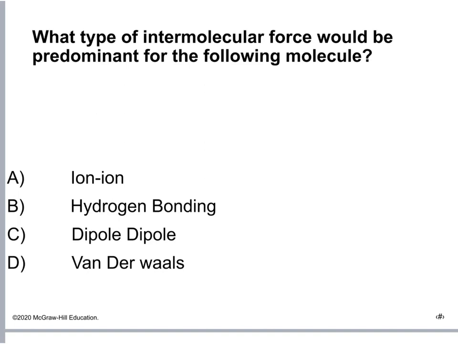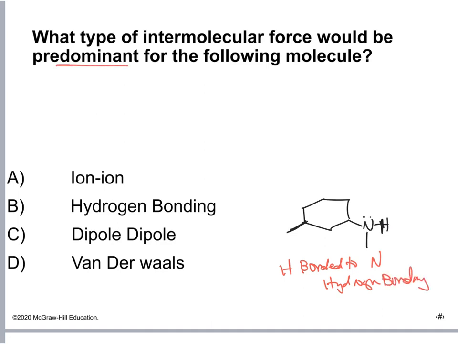Okay, what type of intermolecular force would be predominant for this molecule? Well, let me draw the molecule for you. So in this case, what would it be? You have a hydrogen bonded to a nitrogen, so that's hydrogen bonding. And see, there's predominant, hydrogen bonding, the one that's going to determine the overall intermolecular forces. So this is an amine, your functional group on this.